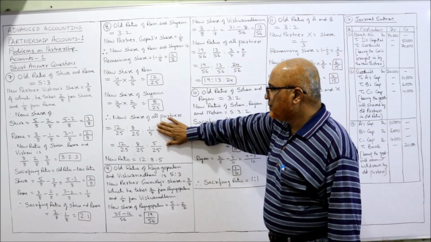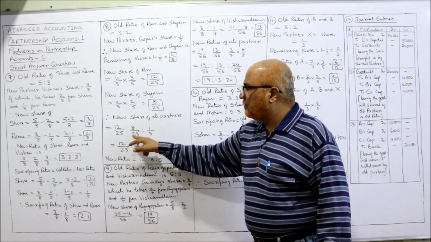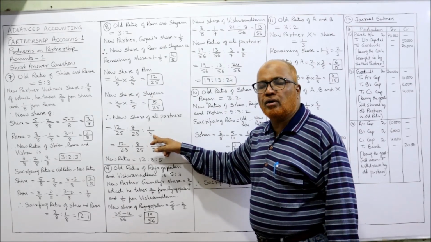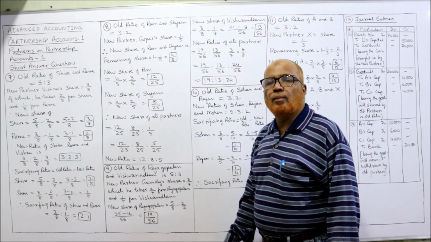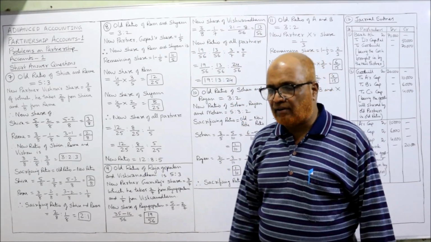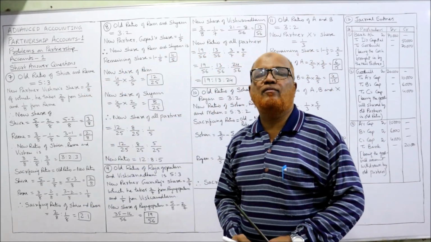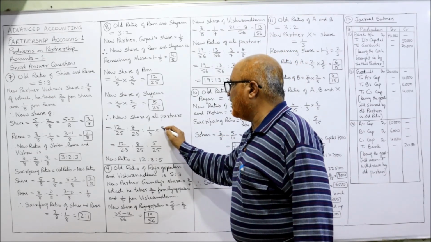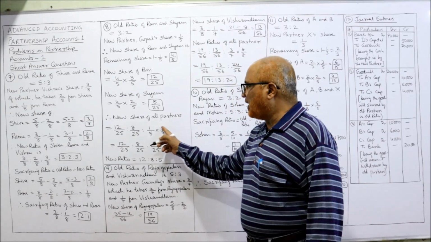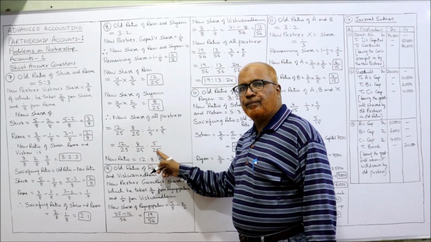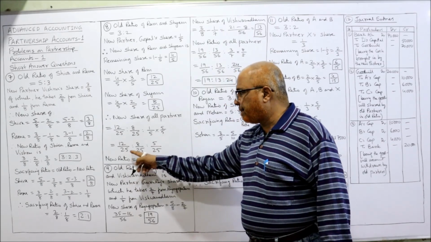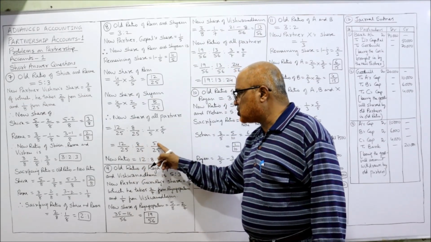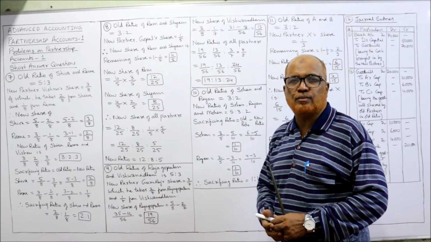But what is happening here? See here, the denominator is 25, but here the denominator is 5. So it is better to convert this 5 into 25. So multiply the numerator and denominator by 5, because we need all the denominators the same. 5 1s are 5, 5 5s are 25. Now you can see all the denominators are the same: 25, 25, 25. So the ratio will be 12 is to 8 is to 5. This is the new profit sharing ratio.